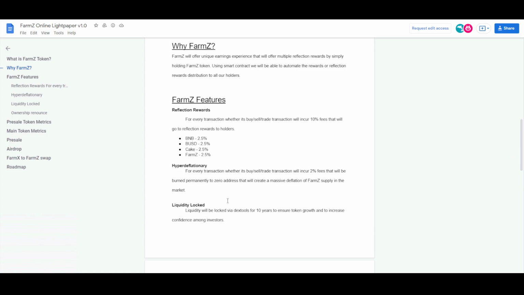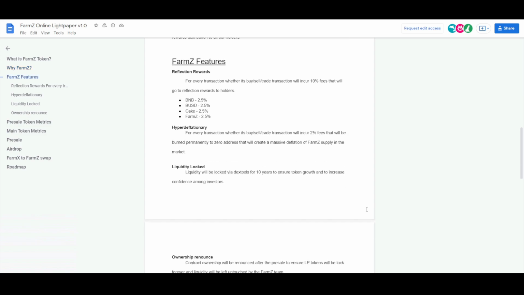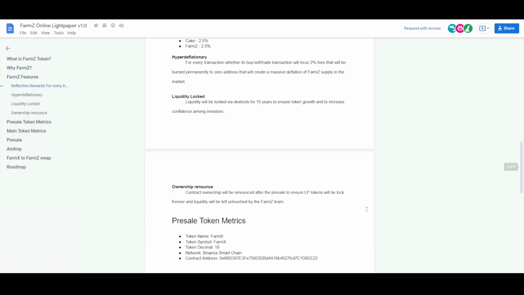Reflection rewards. Every transaction, whether it's a buy, sell, or transfer, will incur 10% fees that will go to reflection rewards for holders. 2.5% for BNB, 2.5% for BUSD, 2.5% for CAKE, and FarmZ will get 2.5%.